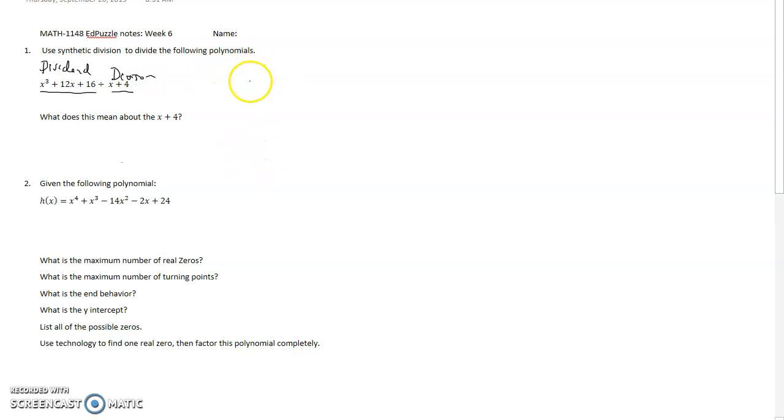So we're going to take the dividend, which is x cubed plus 12x plus 16, and we're just going to write the coefficients of that. So when I look at the x cubed term, what's the coefficient in front of that? There is a 1 here, right? Then I need to put the coefficient on the x squared term. Well, there isn't an x squared term, so we're going to use a coefficient of 0. Then I'm going to put the coefficient in front of the x term, which is 12, and then I'm going to put my constant term at the end, which is 16.